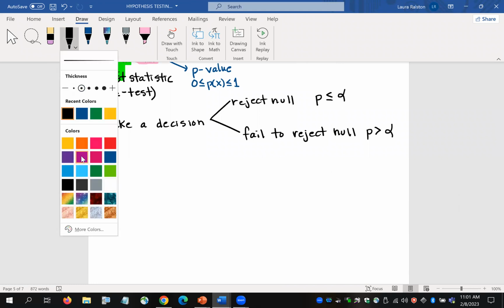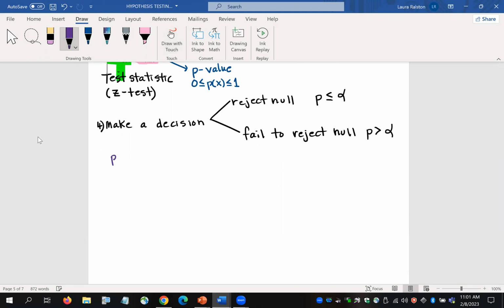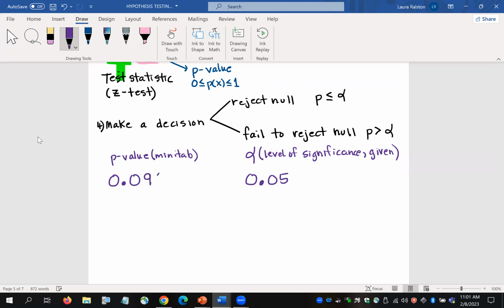So to make a decision, I have to compare the p-value, which comes from Minitab, to alpha, which is the level of significance, which is given in the problem. It was given as 0.05. My p-value from Minitab was 0.096.